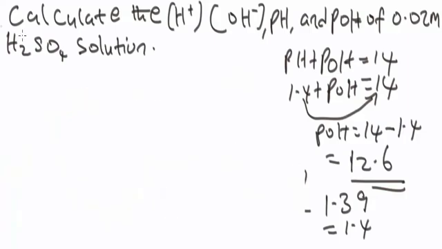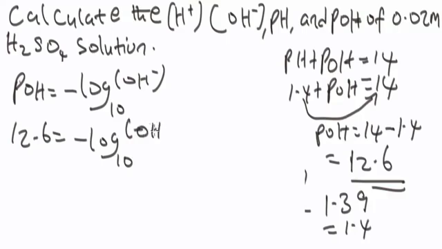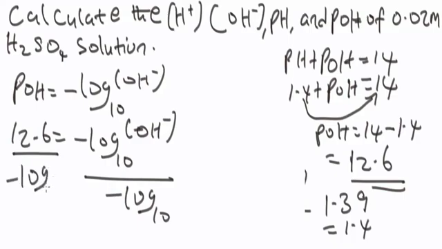For the hydroxyl ion concentration, remember pOH equals negative log to the base 10 of the hydroxyl ion concentration. I have a pOH of 12.6, equals negative log to the base 10 of hydroxyl ion concentration. To make the ion concentration the subject of the formula, divide both sides by negative log to the base 10. So this negative log to the base 10 cancels the other, and we now have our ion concentration to be the log inverse of minus 12.6. Let me punch in log inverse of minus 12.6.